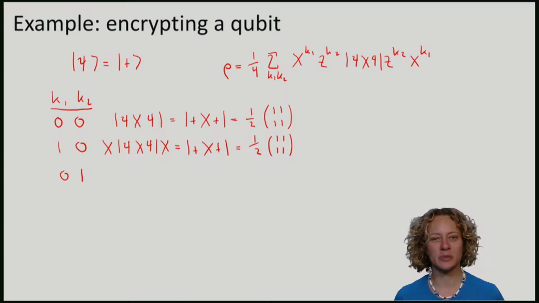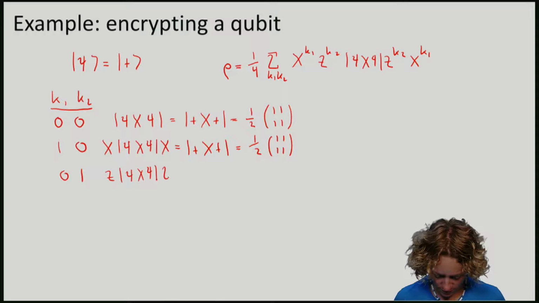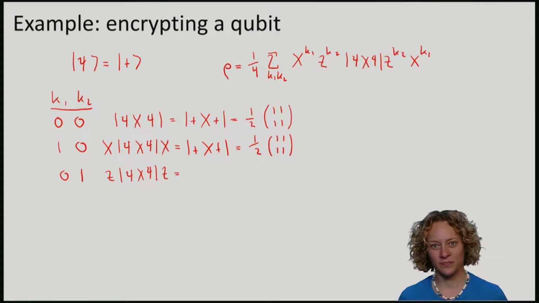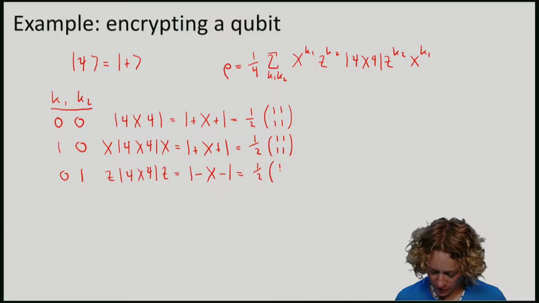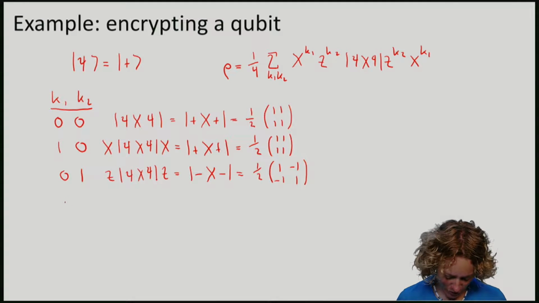Let's now consider what happens if we apply z. And remember that z is the bit flip in the plus-minus basis. It takes plus to minus. And if we compute this, we get 1, minus 1, minus 1, 1. So finally, we have to consider the case where we apply both x and z.